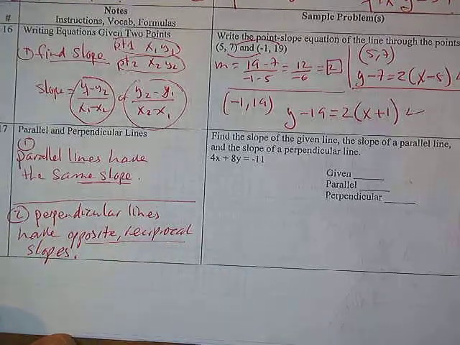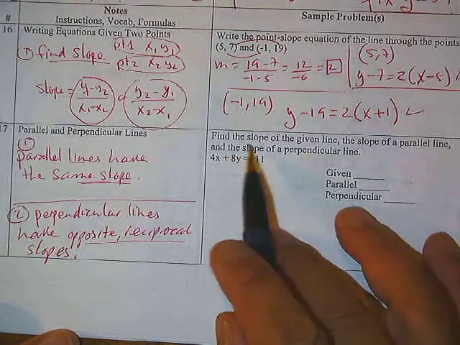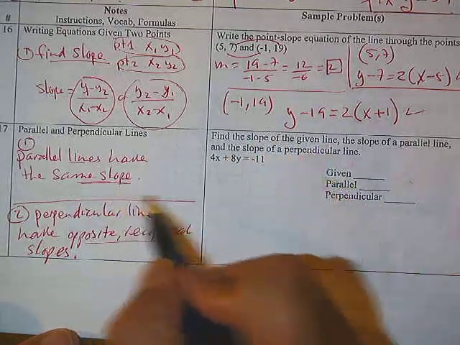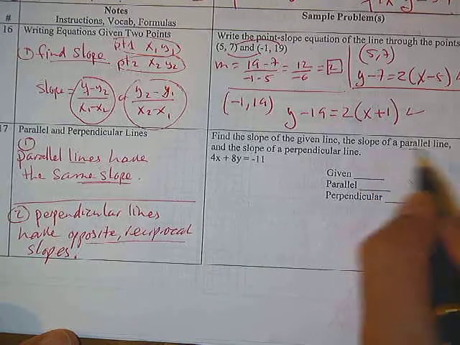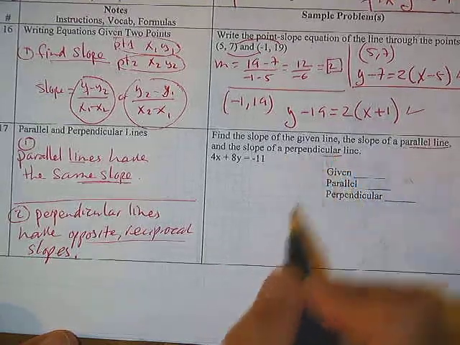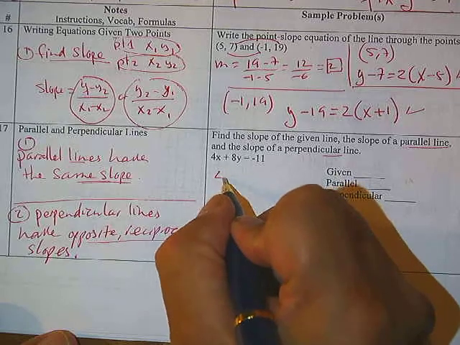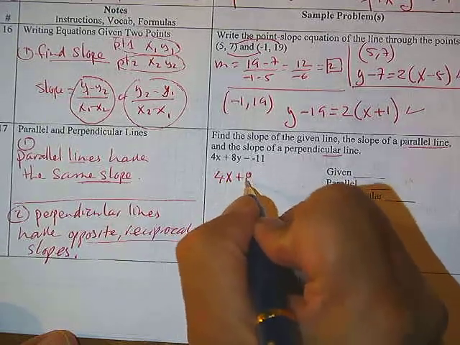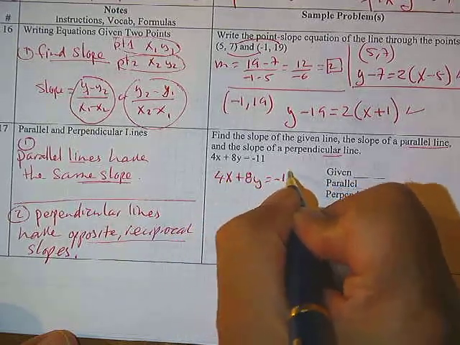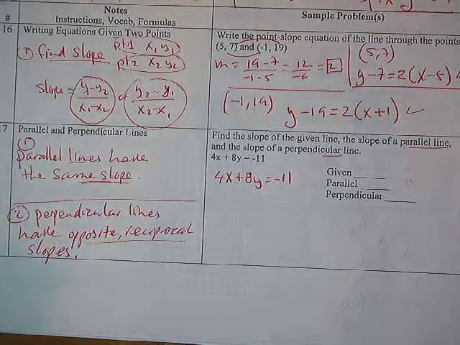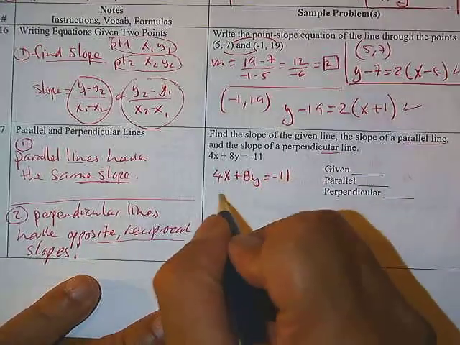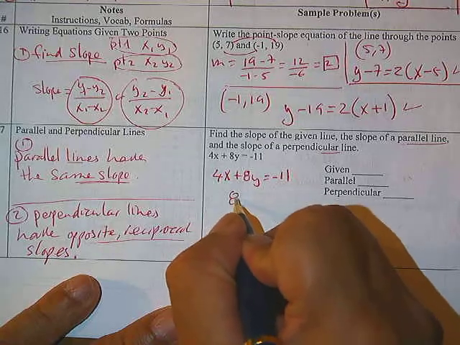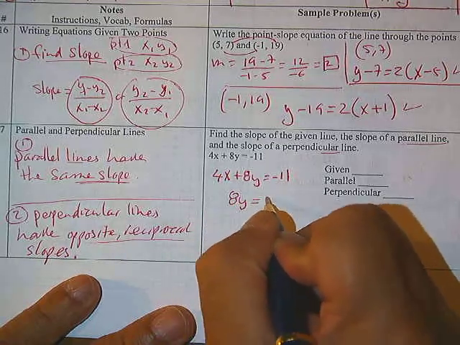Alright, let's move on to number 17. Parallel lines and perpendicular lines. Okay, so here's the deal. Parallel lines have slopes that are the same. Perpendicular lines have slopes that are opposite and reciprocal. So in this problem, it says find the slope of the given line, then find the slope of the parallel line, and then find the slope of the perpendicular line.